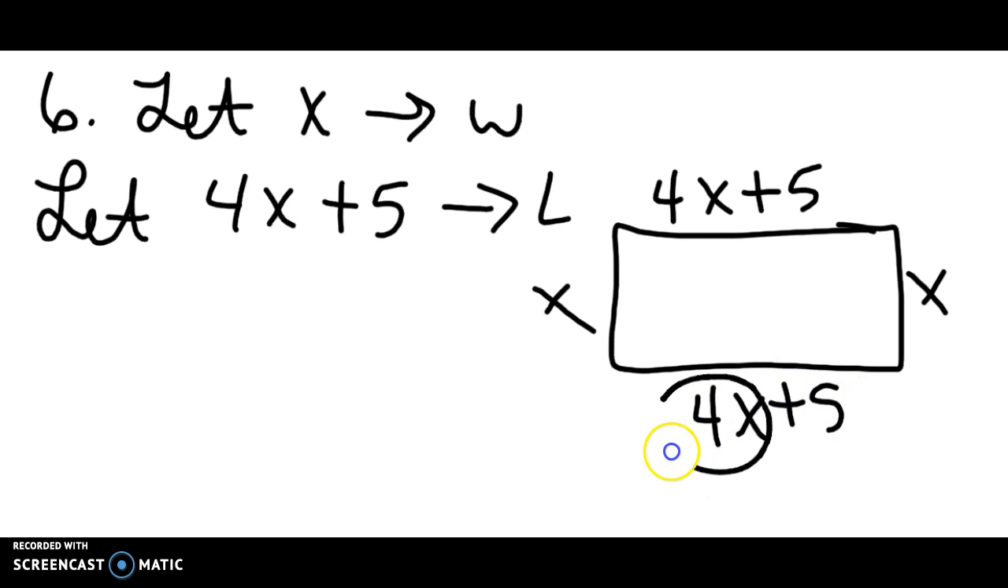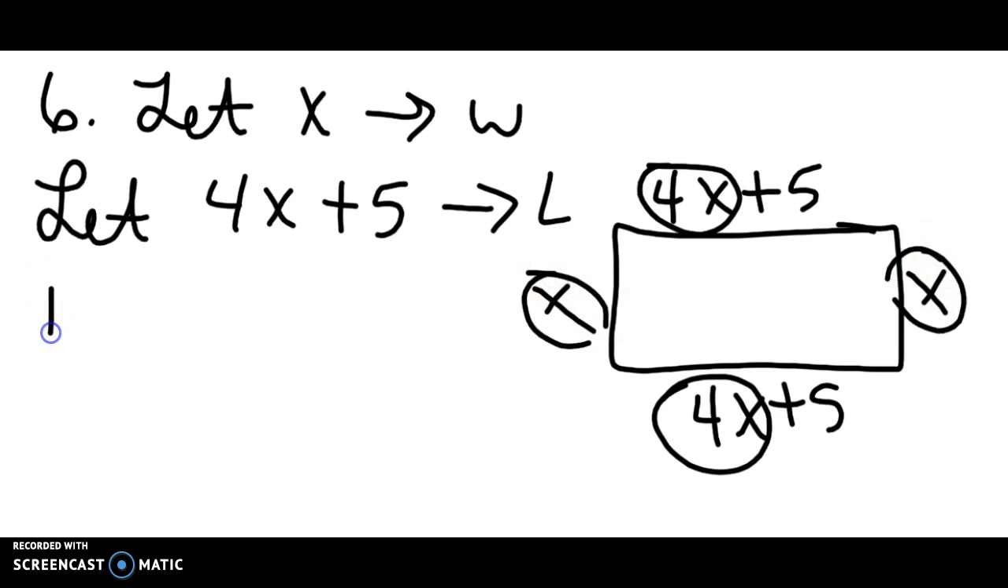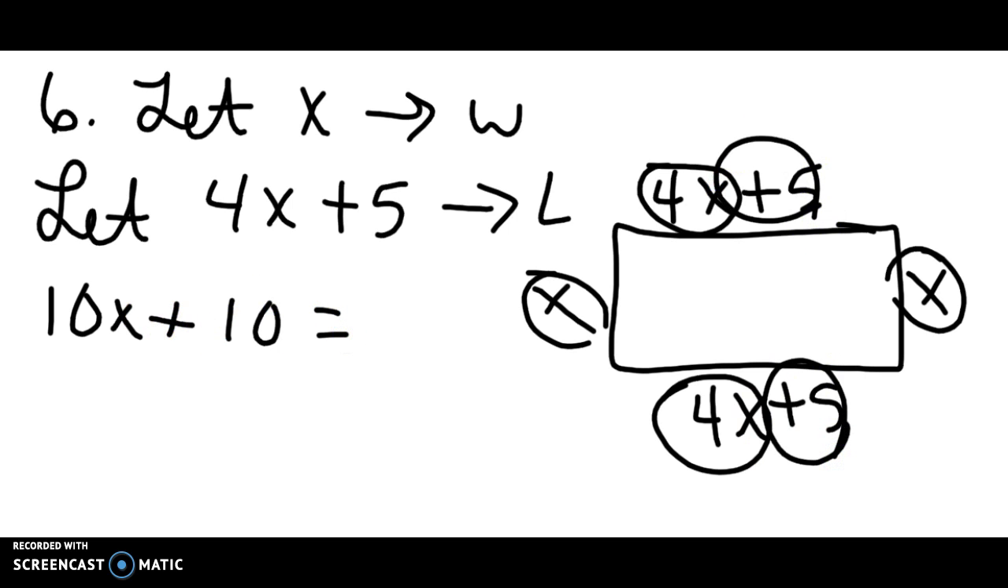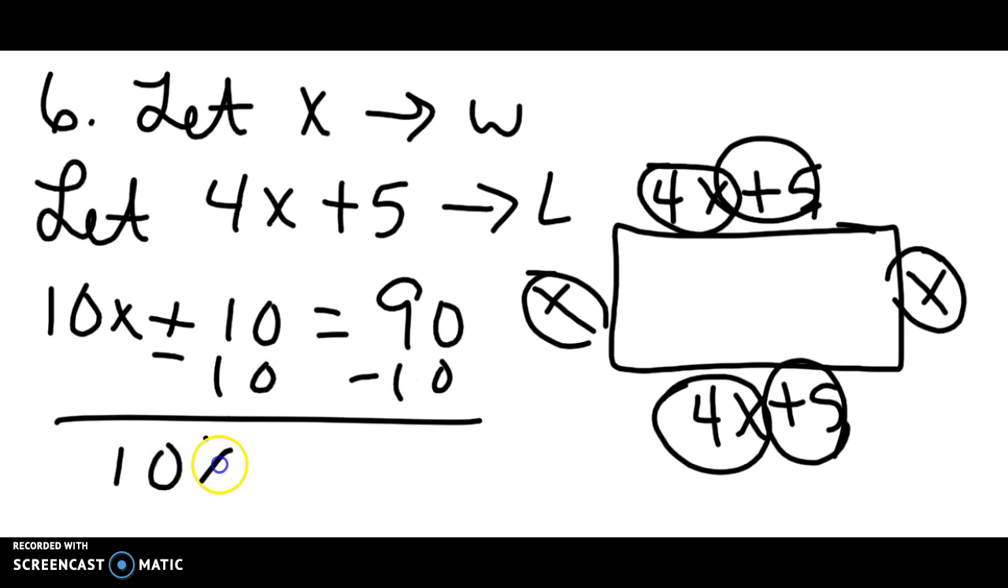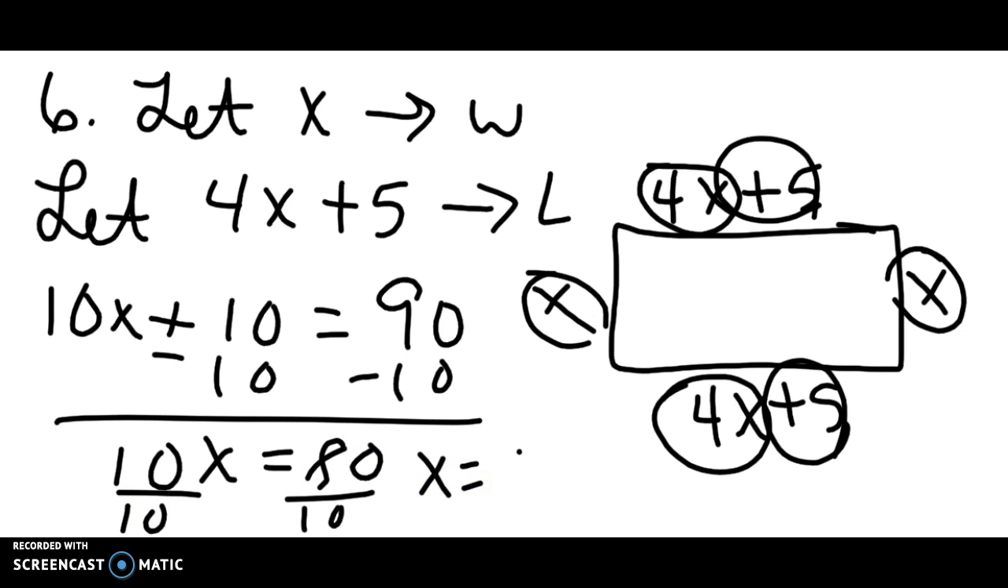Okay, so I'm going to combine my like terms. 4 and 4 is 8, 9, 10. 10x. Positive 5 plus 10. And the problem says it's going to equal 90 inches. So I'm going to subtract 10. I get 10x equals 80. Divide by 10. And x equals 8.